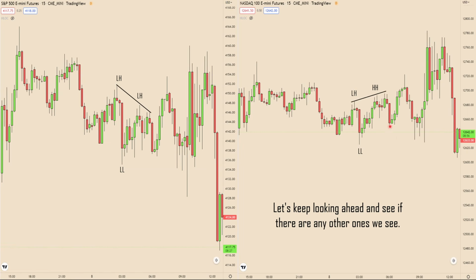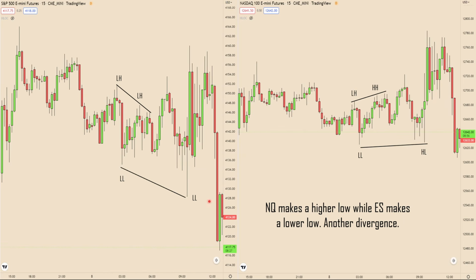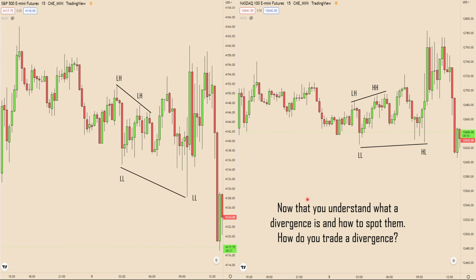Now, if we look ahead, there's also another one from today. Right here, you can see the NASDAQ is making a higher low, while the S&P is making a lower low. This is also a divergence.